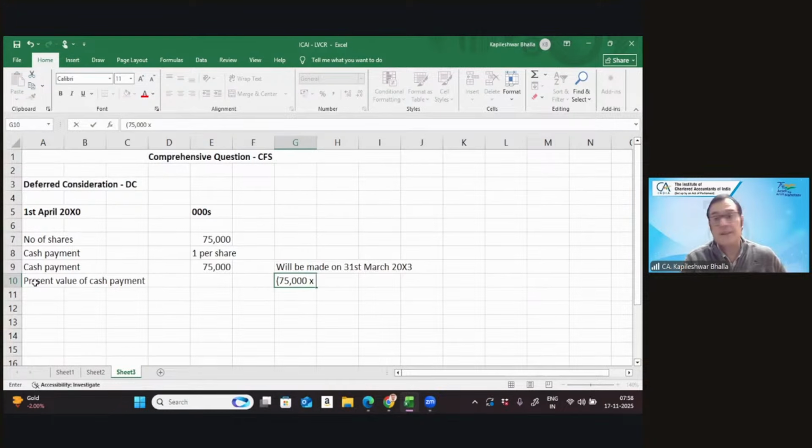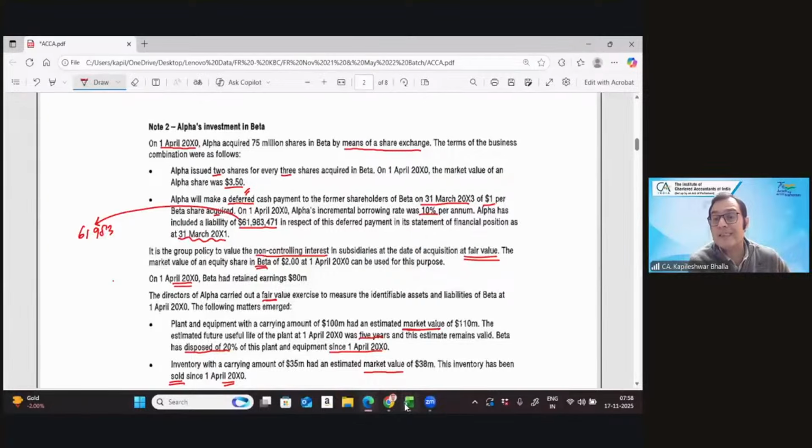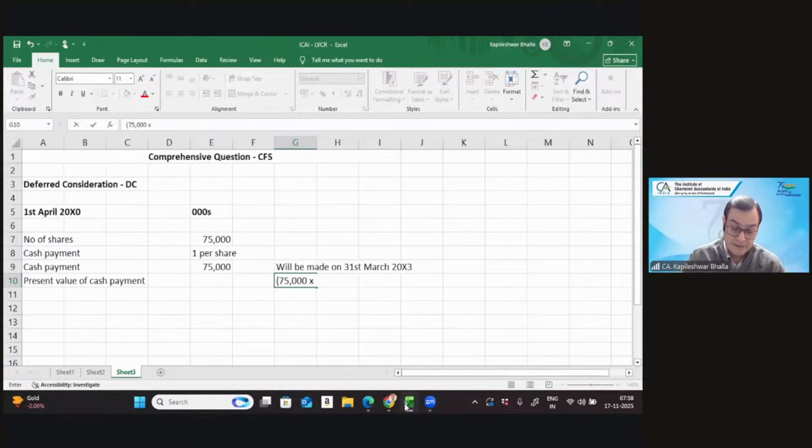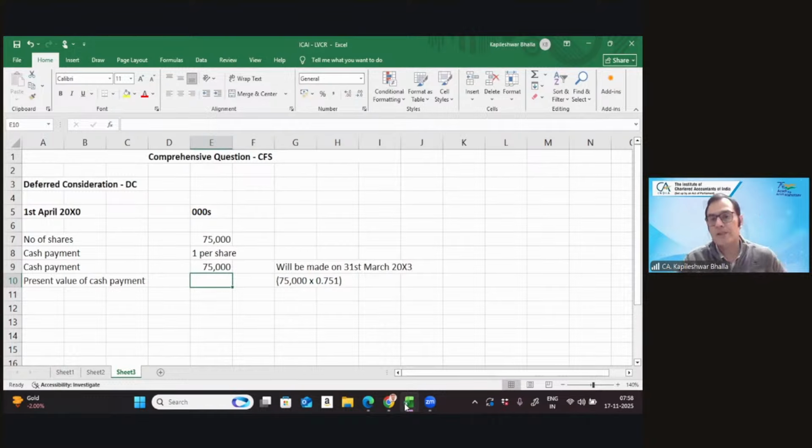And what would be the discounting factor? So we're given the discounting is at the rate of 10% per annum. So let's take a 10% discounting rate. 1 divided by 1.1, that's 3 times, is 0.751. So that works out at the present value. So let's consider 0.751 into 75,000. That works out at 56,325. Right, so that gives me the input as far as the present value is concerned.